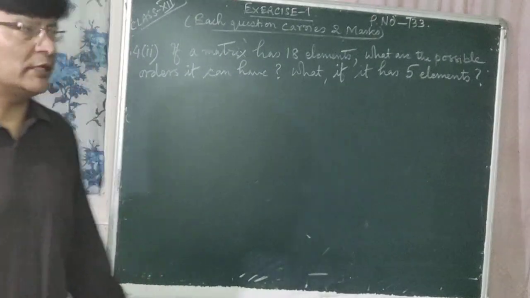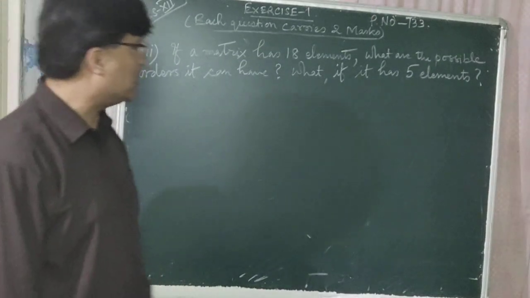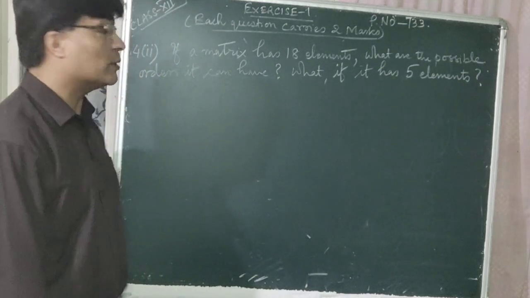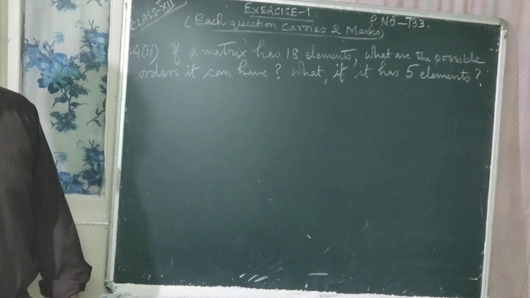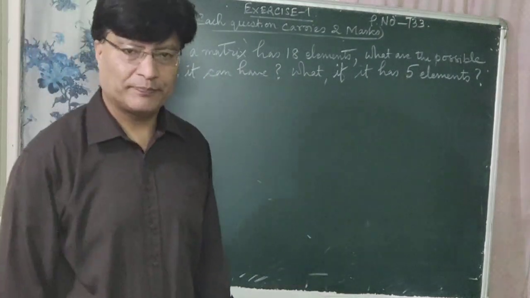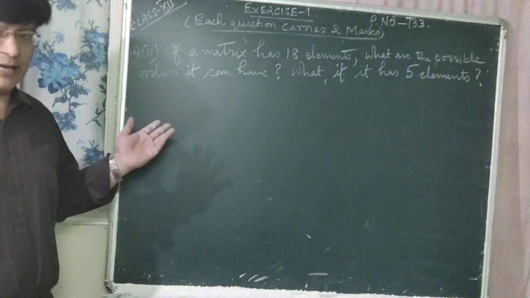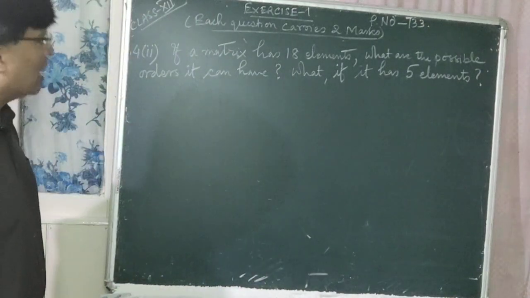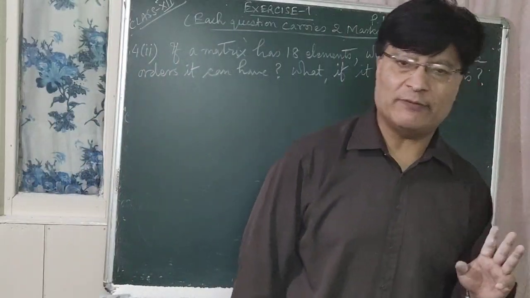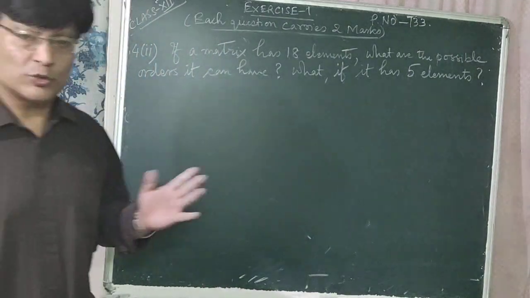Assalam. We'll do the next question, that is number 2. If a matrix has 18 elements, what are the possible orders it can have? And now what if it has 5 elements? Suppose the matrix has only 5 elements. What type of order can it have? So you have to find it.